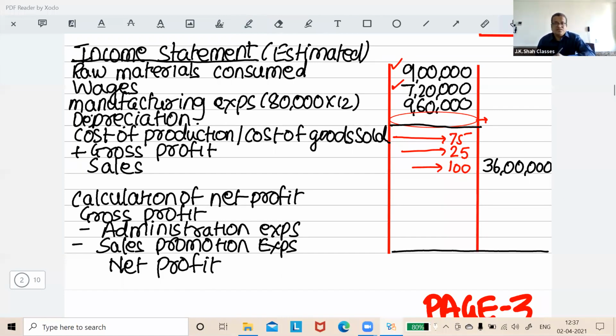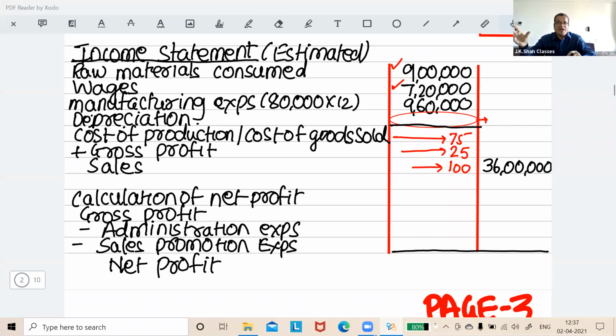Out of these three figures, what I know for sure in the question is sales. Can I take the sales as 100? Then GP would be 25 and COGS would be 75. Agreeable to all of you? Can you cross multiply? Because in one batch I got a doubt, sir. How did you get that GP and how did you get that COGS? So you want me to show the cross multiplication?